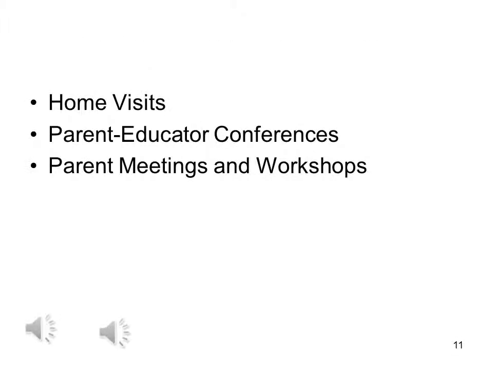The last type of formal meetings that you might have with families are parent meetings and or parent workshops. And these are times when you would bring all your families together that can participate to help build a sense of community. This is where you're going to talk about upcoming events in the program. You're going to ask the parents for suggestions on things that they would like to see their children learning, things that they would like to see happening in the classrooms.